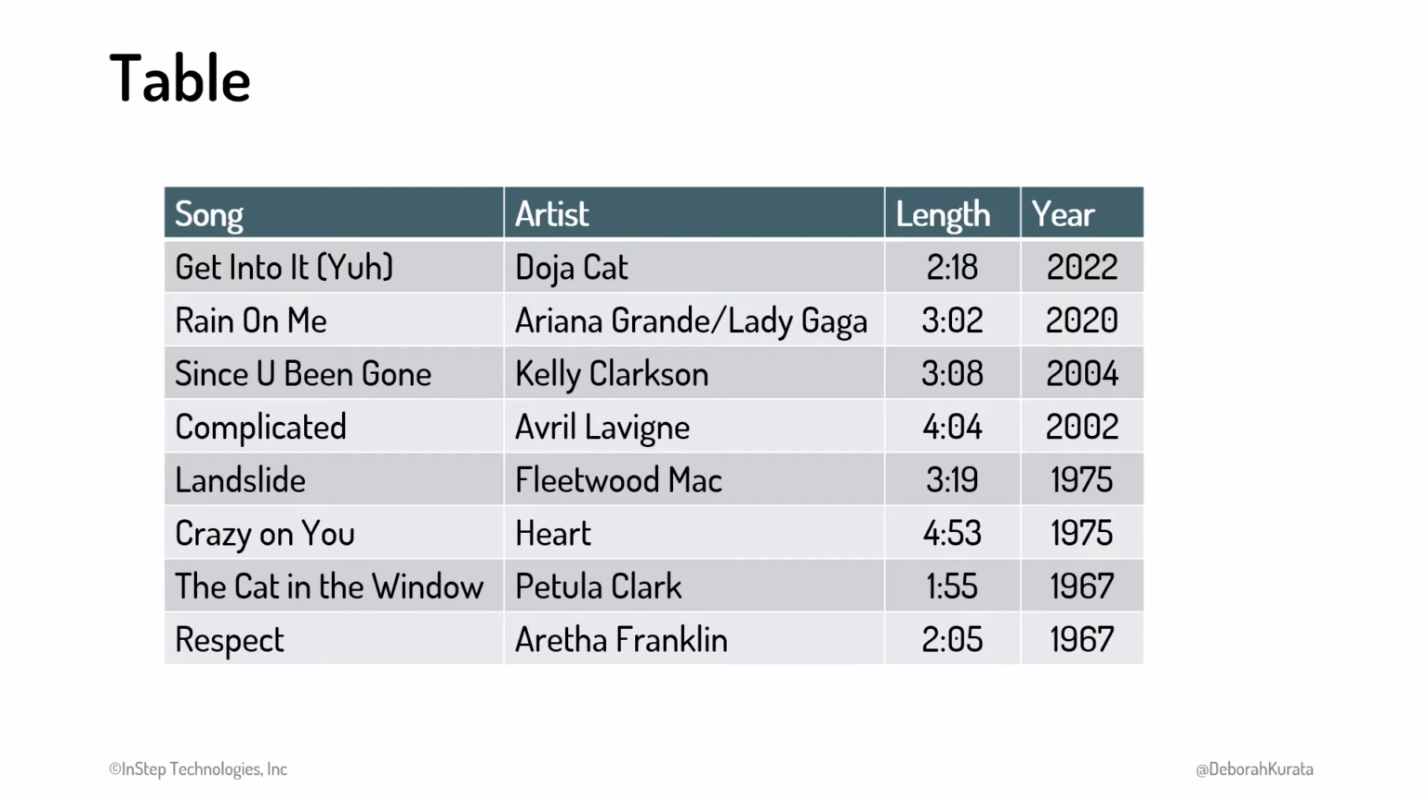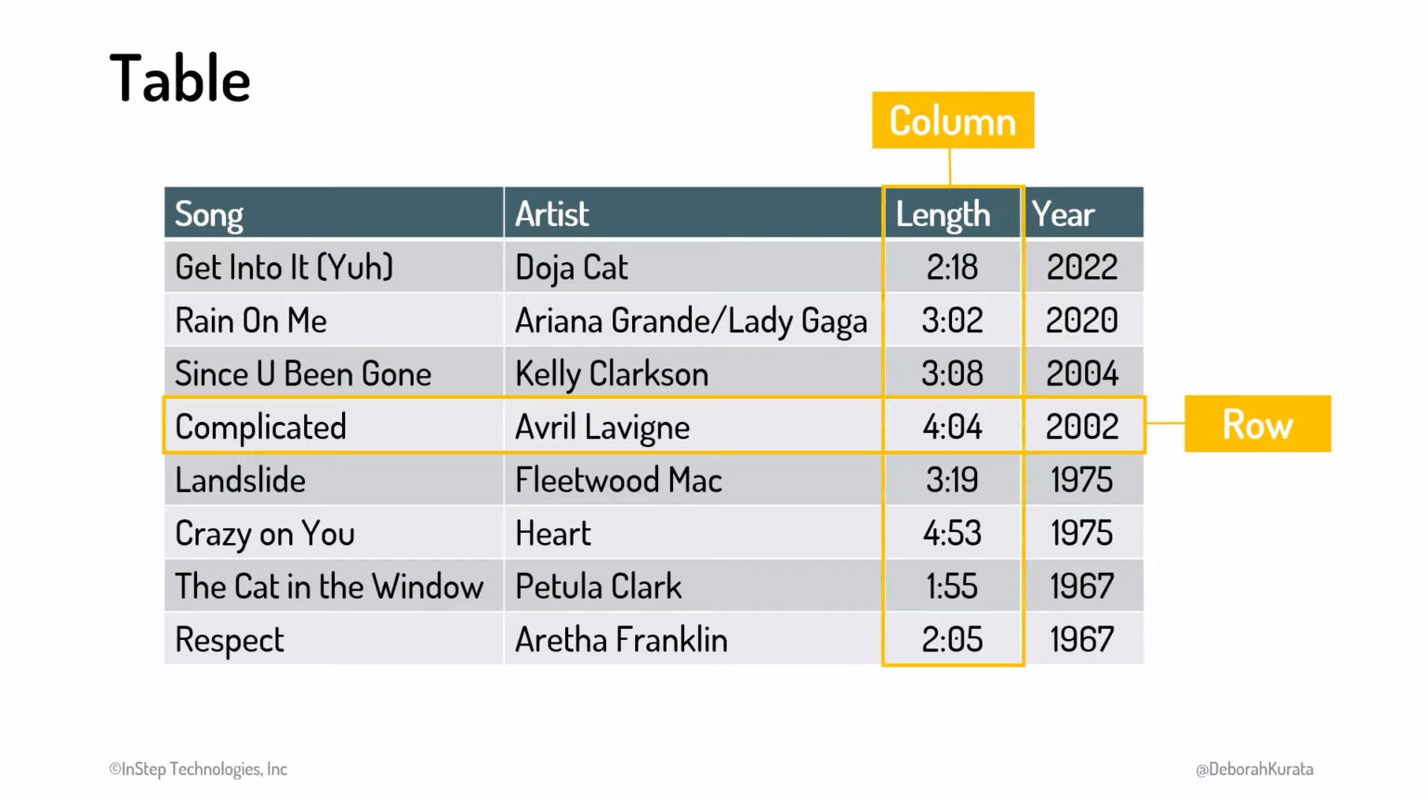A table is a useful way to organize and display complex related data in a compact format. The rows contain the items, in this example, one row for each song. The columns display item attributes like the song name, artist, length, and year. The intersection of each row and column is called a cell. Each cell holds the value of each item and attribute. So the length of Complicated is 404, for example.